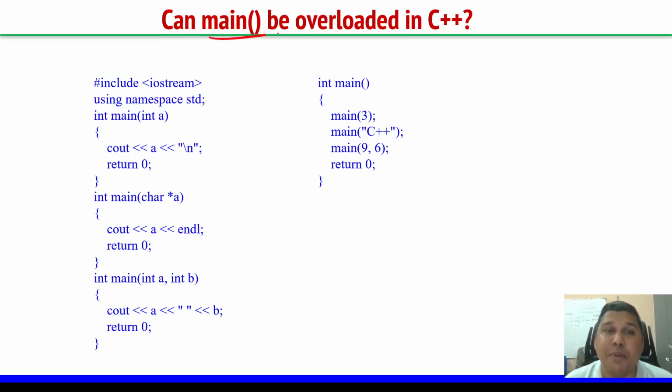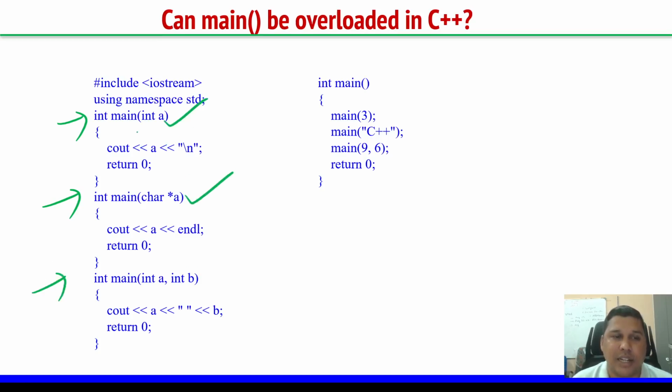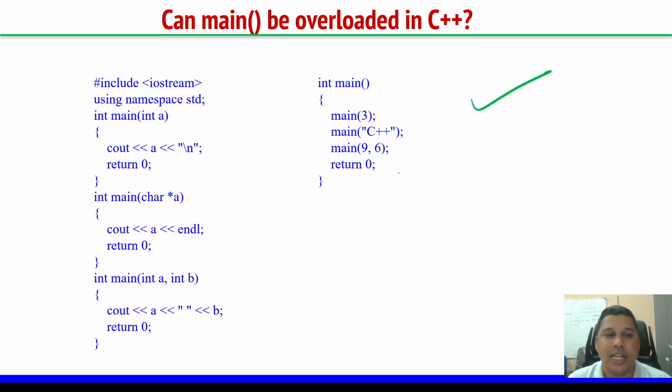Next, can main be overloaded? Very important question, very popularly asked. Can main be overloaded? Because main is also a function. Can I overload it like this? Int main, int main, int main. See, it is int, it is character. Here the number of arguments is the same, but the data type is different. Here the number of arguments is different. Can we write like this? Is it valid? Is it called function overloading or not? Can we overload the main function?